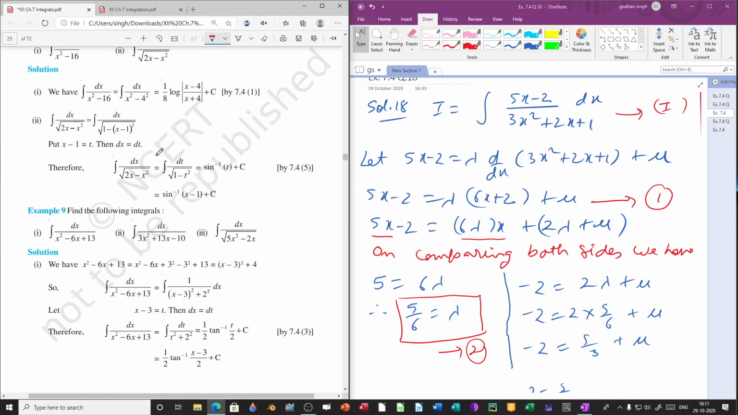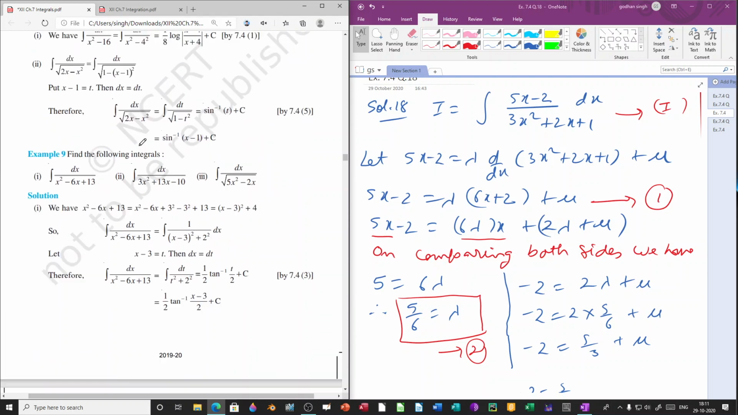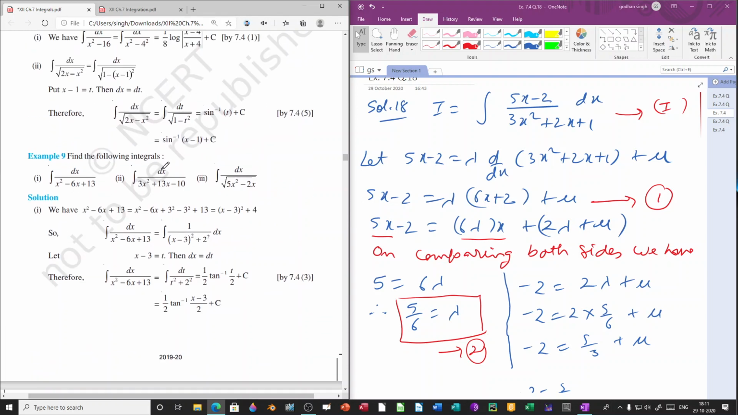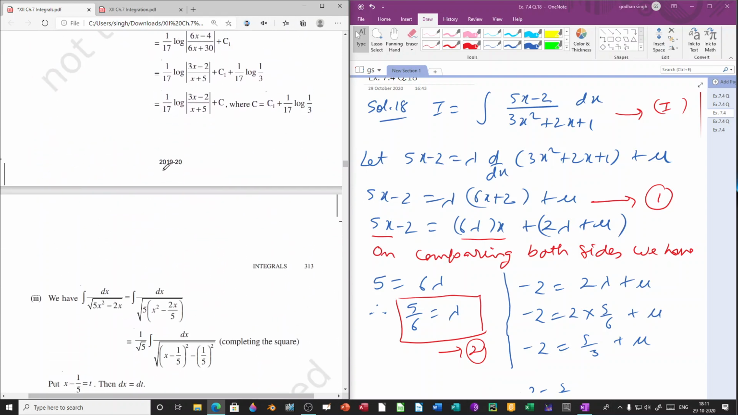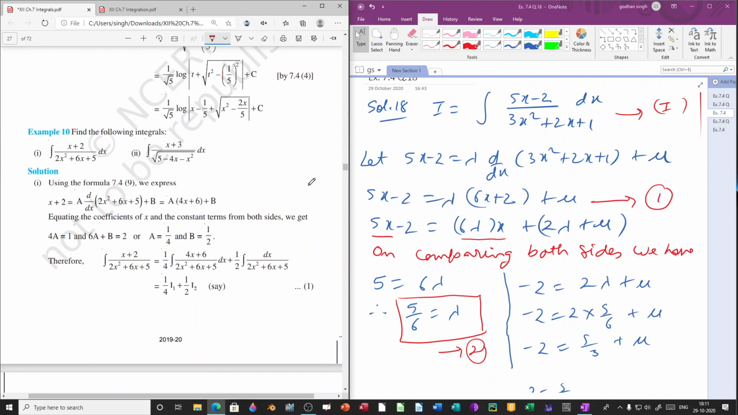So you can go through this. Example number 9 also you can go through, but 9 is a simple one, because in the numerator we have only 1, and the 10th one is of this question number 18 type. So here we have the integration of x plus 3 over root of 5 minus 4x minus x square. So we will be doing this one.